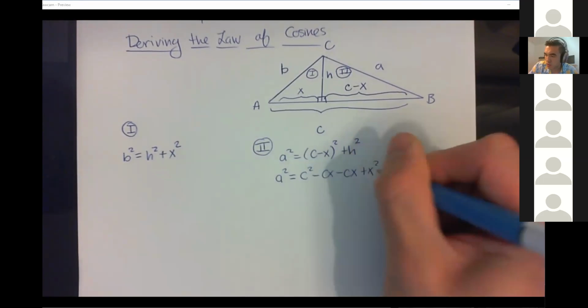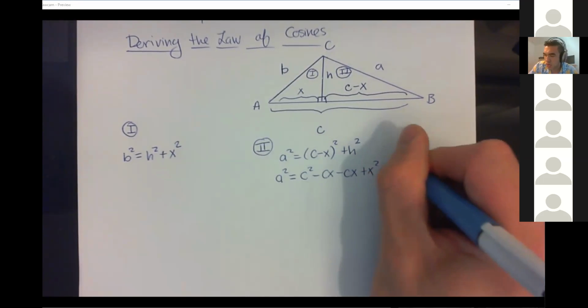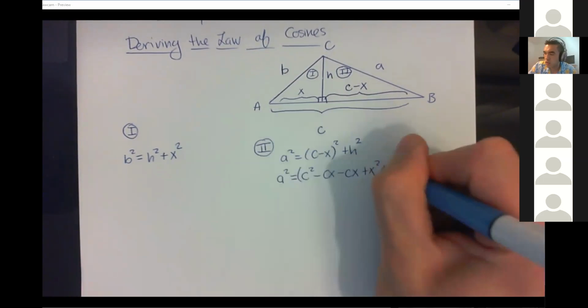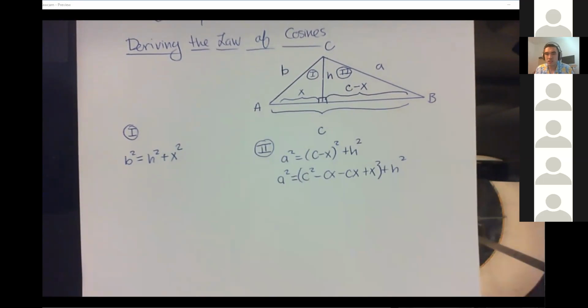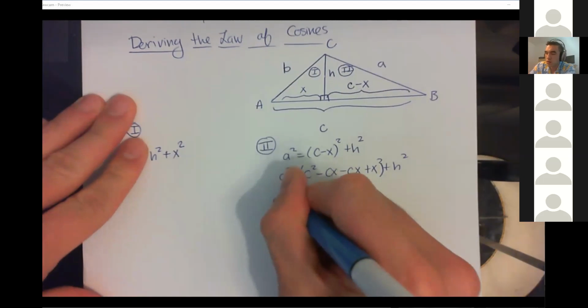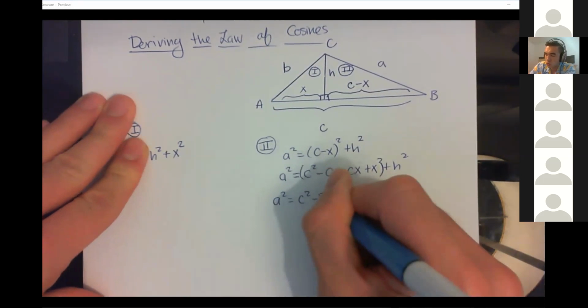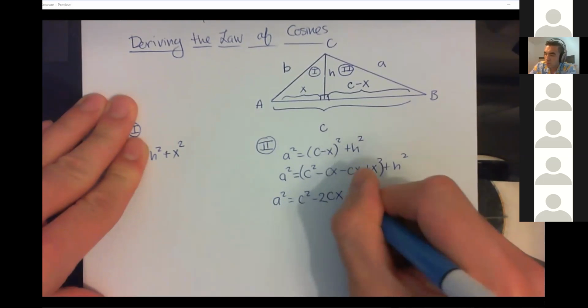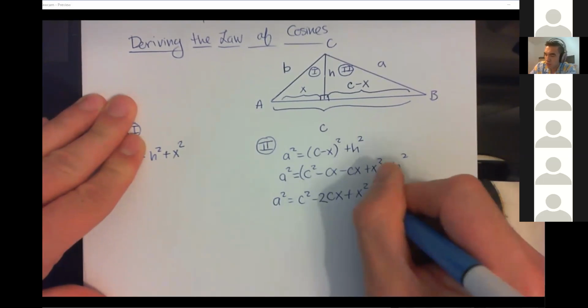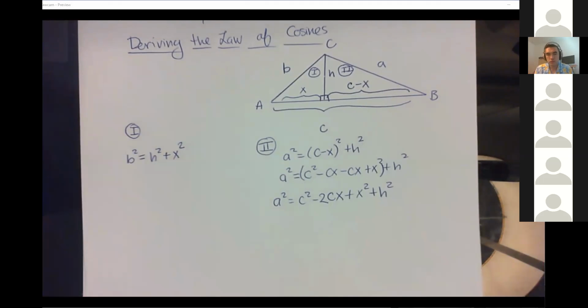You have to foil it because it's telling you C minus X times C minus X. And if you do that, you're going to get C squared minus CX plus X squared, first, outer, inner, last, plus H squared at the end, that survives. So all of this becomes A squared is equal to C squared minus 2CX plus X squared plus H squared. Is that okay? Yes.